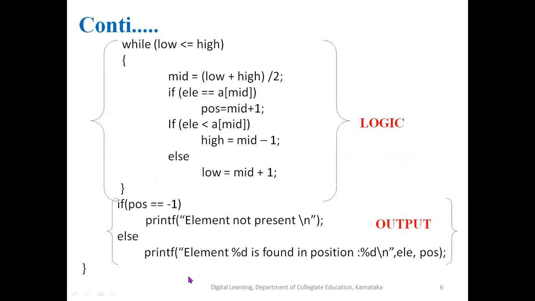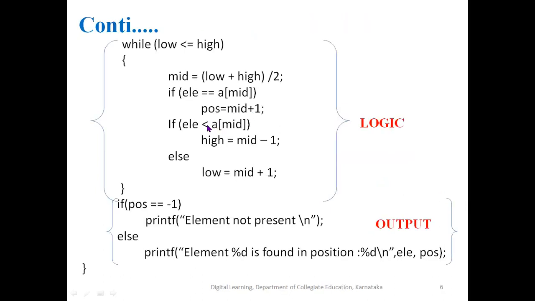Now the logic of the binary search is: while low is less than or equal to high, we evaluate mid is equal to (low plus high) divided by 2. If element is equal to A of mid, then pos is equal to mid plus 1. Otherwise, if element is less than A of mid, then high is equal to mid minus 1, else low is equal to mid plus 1.